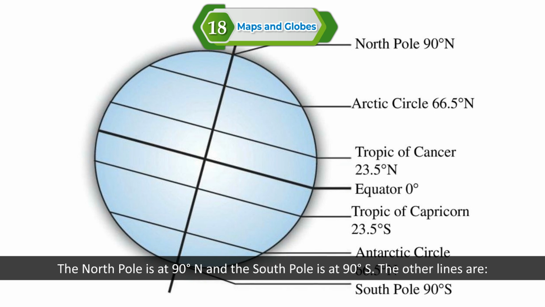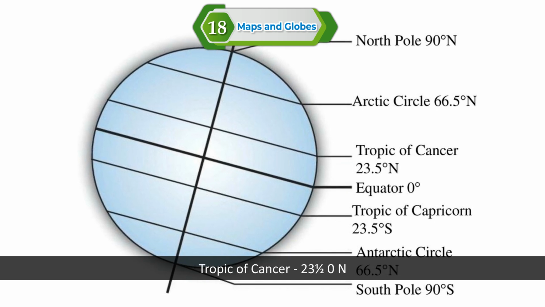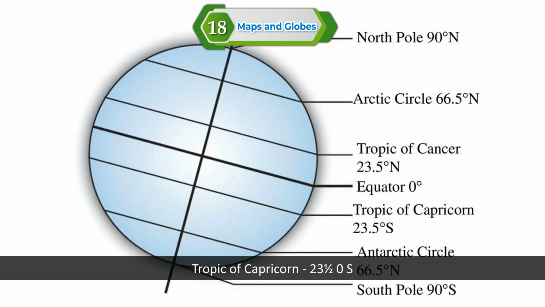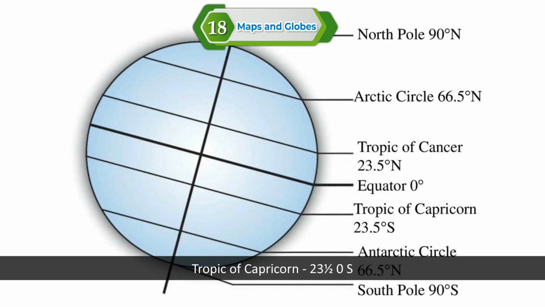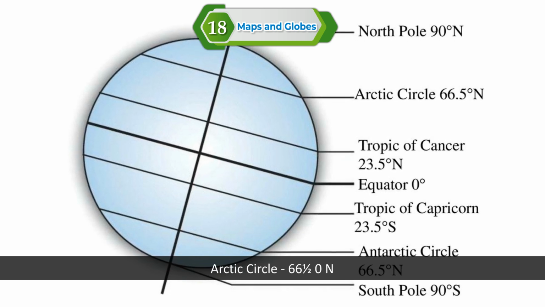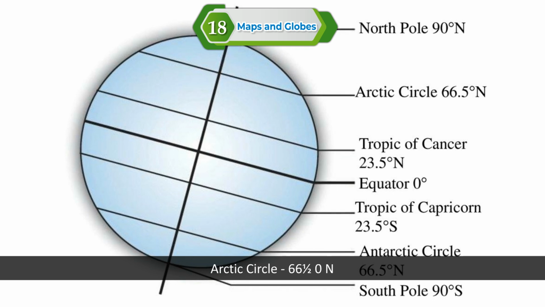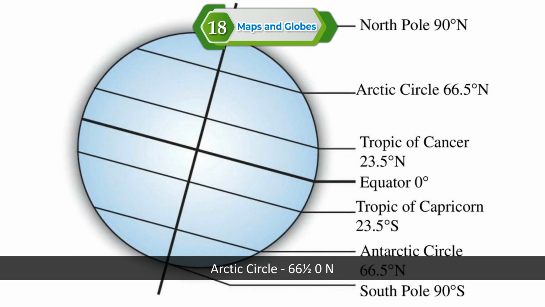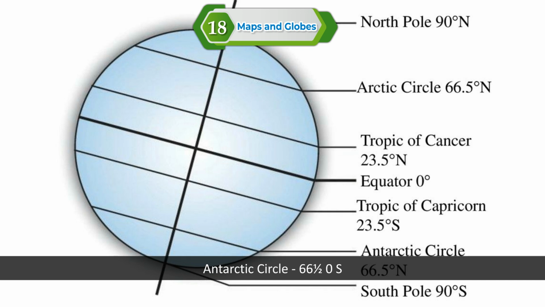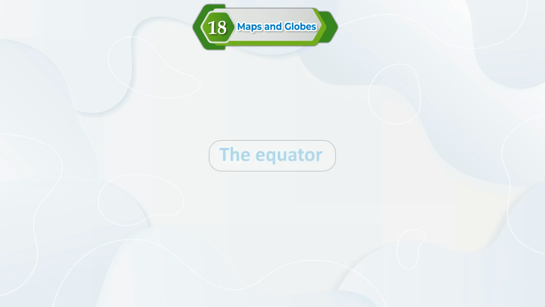The other lines are Tropic of Cancer at 23.5 degrees north, Arctic Circle at 66.5 degrees north, Tropic of Capricorn 23.5 degrees south, Antarctic Circle 66.5 degrees south.